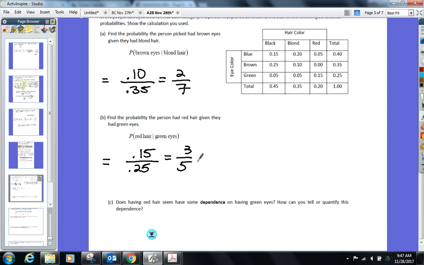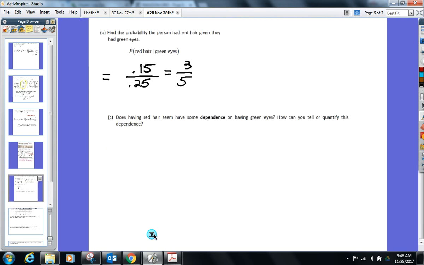All right, now let's take over for what we're doing today. Do you think having red hair depends on having green eyes? Or are they totally independent of each other? It's not what you think. This isn't a personal opinion. We're going to prove it mathematically. So here's what I'm asking for.